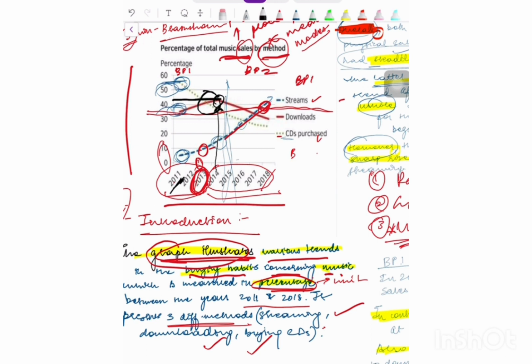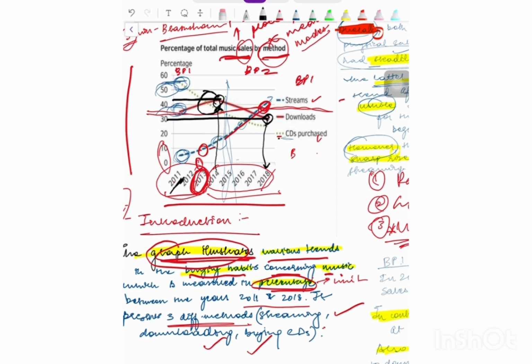And streaming, on the other hand, overtook both of them and accounted for just over 40% of the sales by 2018. So what are the language learning points here? Downloads peaked. It has peaked, okay.